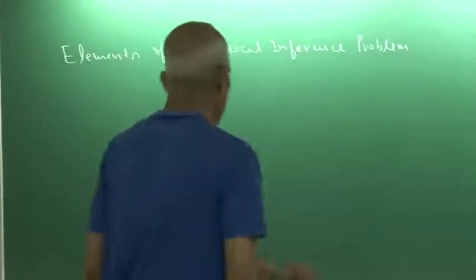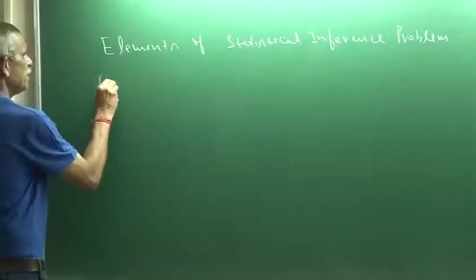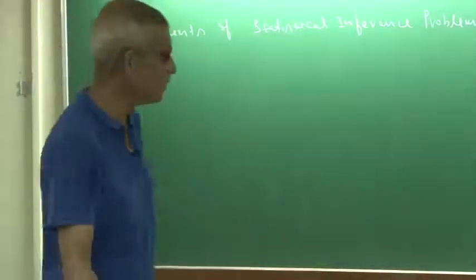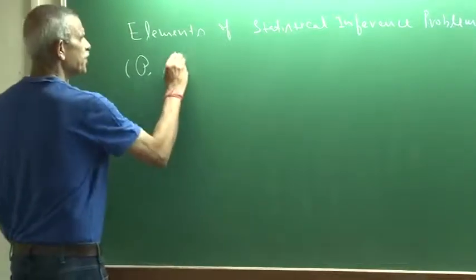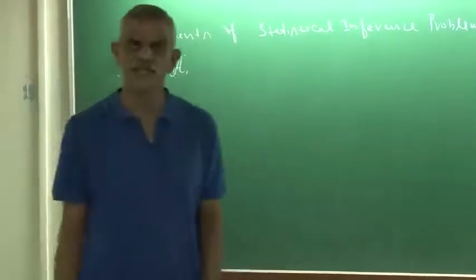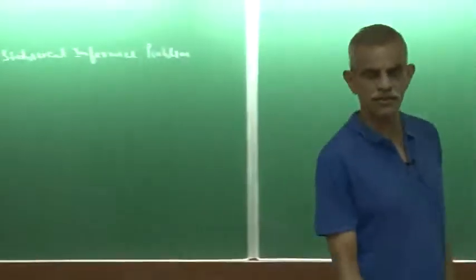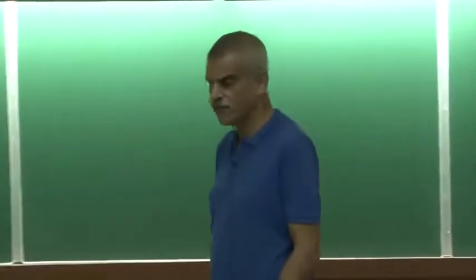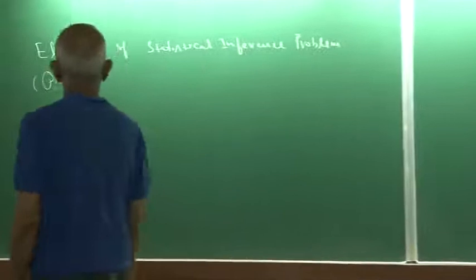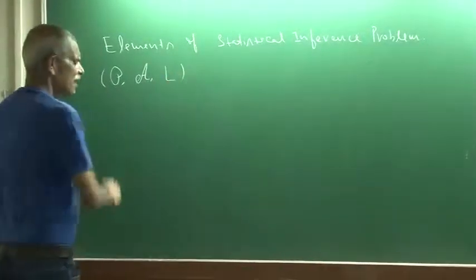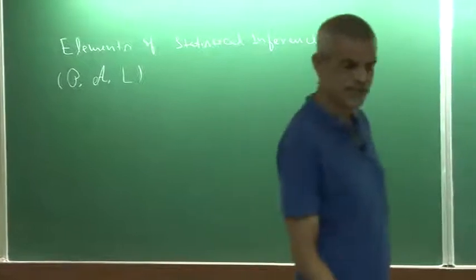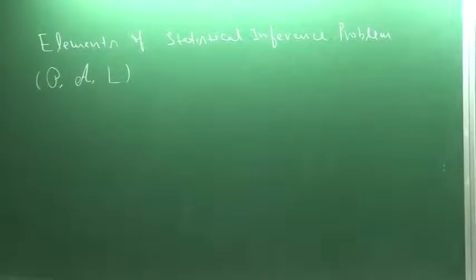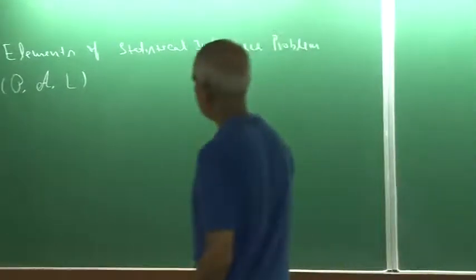Every inference problem has three elements, which is P, the class of all family of probability distributions under consideration. Then there is an action space, which tells you, based on the random experiment which you perform, you observe a random variable and what action to take after you have observed the random variable x. And then every action has certain loss associated with it. So we talked about the loss associated with any action A. So these are the elements of any statistical inference problem.